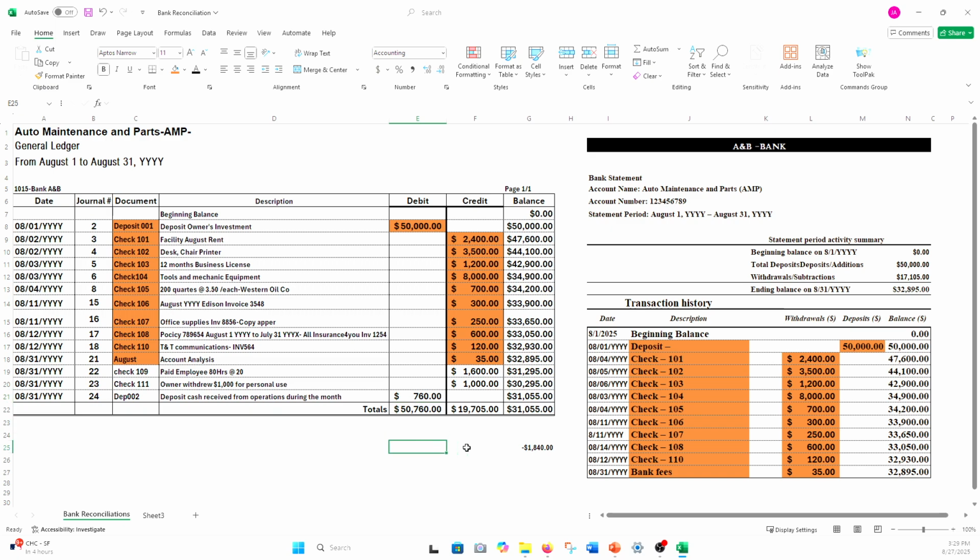So what we have here, we have a deposit. Just for our present reference, we say equal 760 minus, we have to check here, 1600 minus 1000. So we have 1840, which is exactly the discrepancy that we calculated from the beginning.